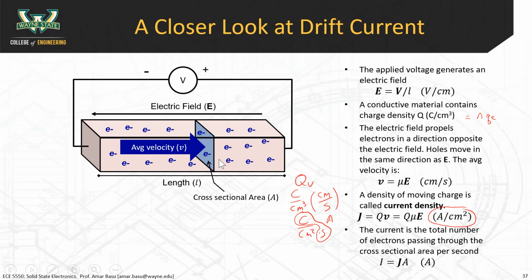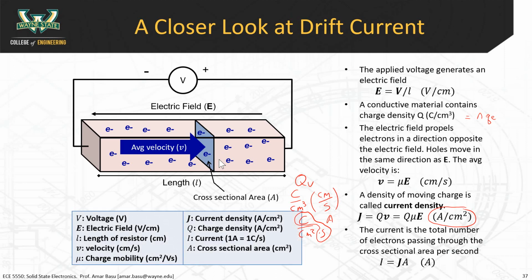Right, so the larger the cross-sectional area, the more ability a wire or a material has to pass current through, pass charges through. That's one of the reasons why large diameter wires are used to carry large amounts of current, like in power distribution. All the units here are given so you can look at this later: voltage is in volts, electric field is volts per centimeter, the length of the resistor is centimeters, the velocity is centimeters per second.